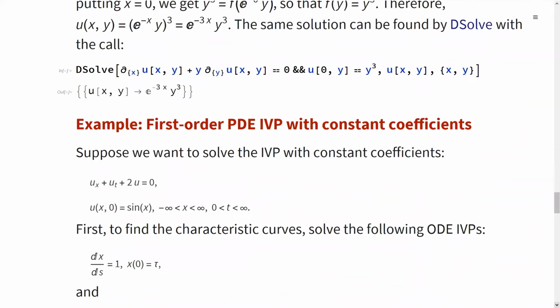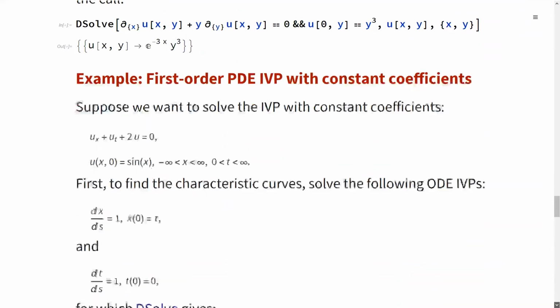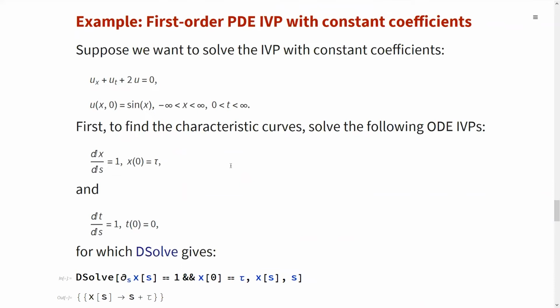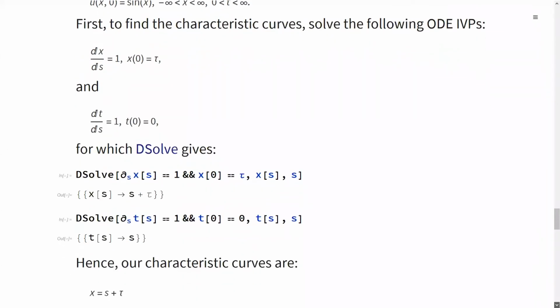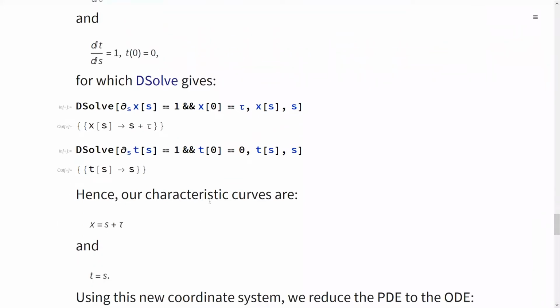And this is the second example. This time we have constant coefficients. And for the characteristic curves, we need to solve these ODE initial value problems. We have two ODEs and their conditions. And for each, we can solve by this solve. So our characteristic curves are x equals s plus tau and t equals s.